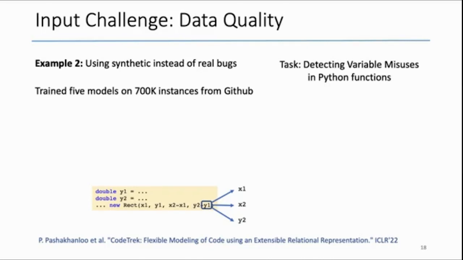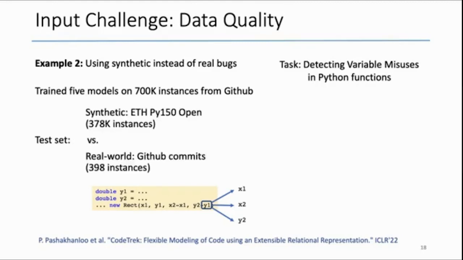We trained 5 existing models on 700,000 instances of such data from GitHub. And then we tested this model once on samples in the same distribution, that is the synthetic data set, so 378,000 instances. But then also on a few real-world instances from GitHub commits. And this massive difference in the test set size, 378,000 versus just 398, that's not a typo, shows you how hard it is if you want to crowdsource the collection of this data. People have tried mining GitHub commit logs and so on, but it is a very noisy process. And so we managed to have this highly curated set of 398 real misuses that programmers had committed, as opposed to these synthetically generated ones.